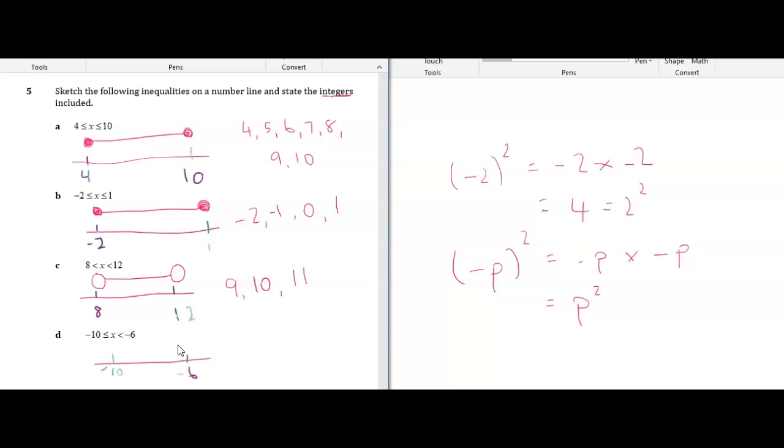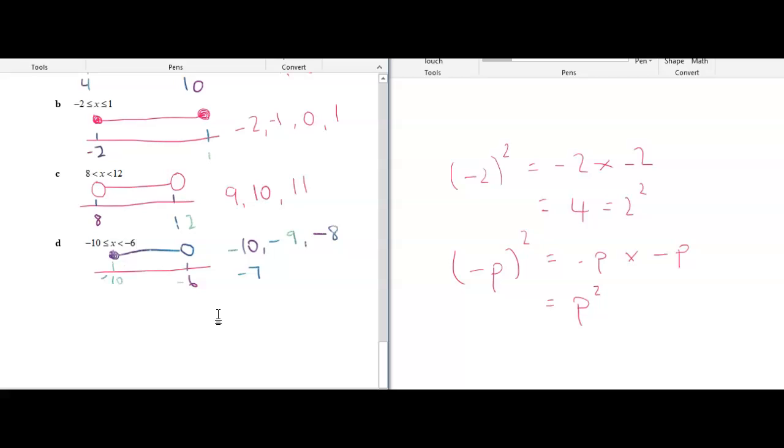Okay, so negative 10, it's a closed circle. Oh, I had an open circle too before. Sorry. Got to focus. Okay, there we go. Negative 10 to negative 6. And our integers, we want to include negative 10, negative 9, negative 8, negative 7. But negative 6 is not included, and there's a round circle representing that. And that's it. Yay!